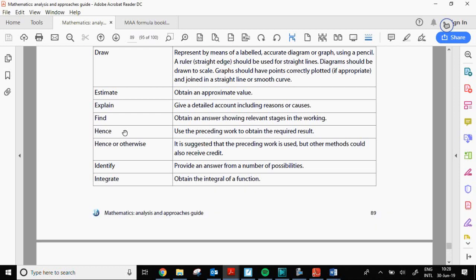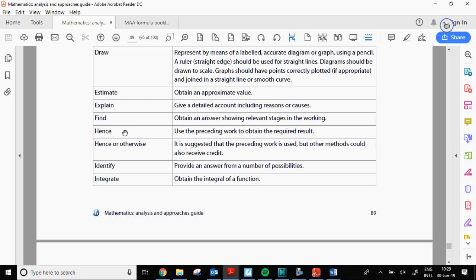All right? The important thing to recognize with a hence is that if you try to do the problem a different way, if you don't use the preceding work because you have some other idea, even if your idea gets you to the right answer, if you don't use the preceding work, you're getting none of the marks. So that's a really important one to keep in mind.